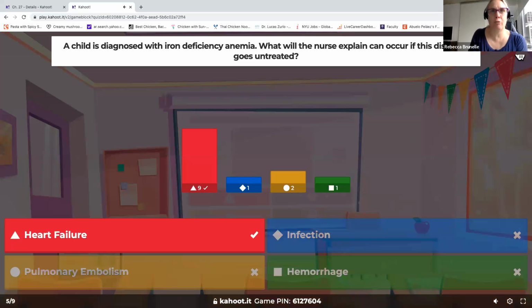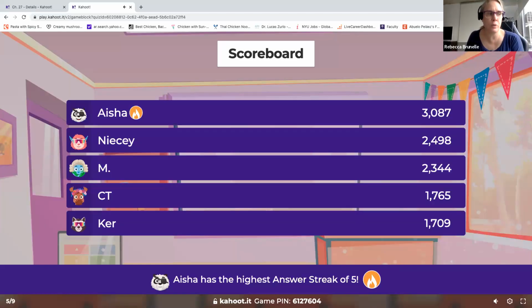All right, very good. Heart failure, worry about congestive heart failure long-term with anemia.